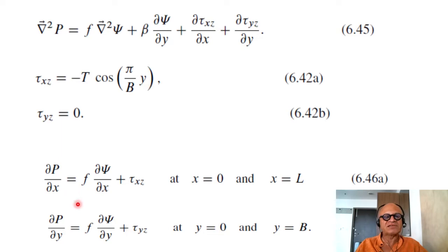So del P del x is f del psi del x plus tau xz, equal to 0 at x equal to 0 and x equal to L in our rectangular domain as before.